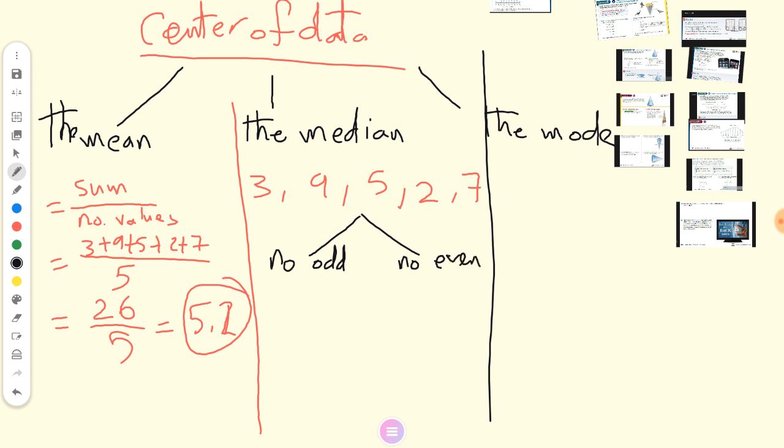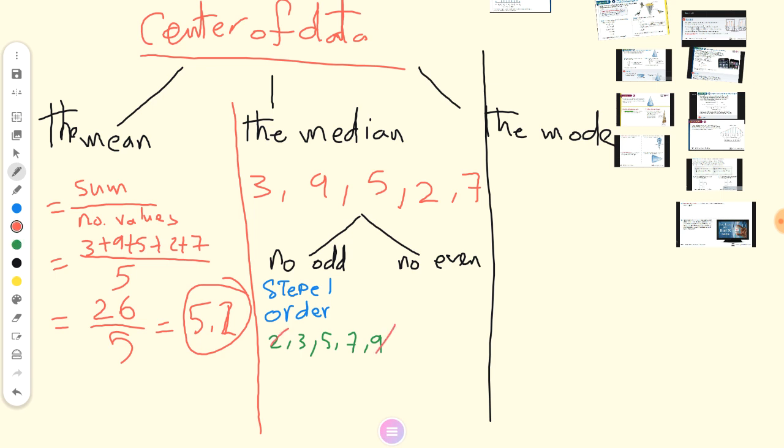The number of data here is odd, so we will use the odd one. What should we do? First, step one, order the data. Let's order the data. So it will be 2, 3, 5, 7, 9. Then delete from both sides.